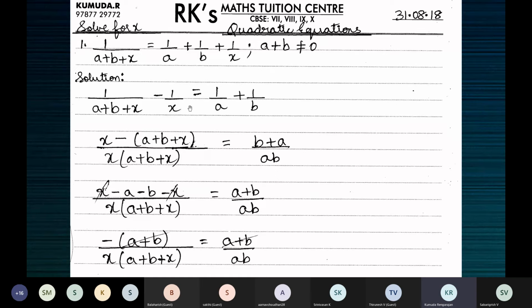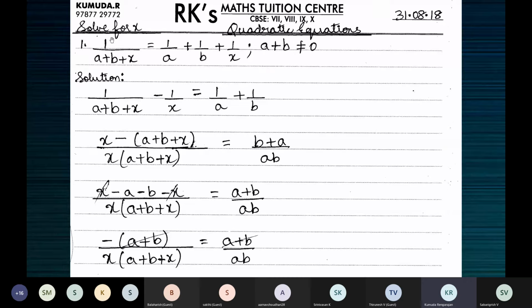So the first step is to gather the x terms. Now this is 1 by a. This is the given equation. We'll have to solve the equation for x. Now you see there's one term on the left hand side and 3 terms in the right hand side. What we do in the first step is gather the x terms. We are solving for x, right? So we wish to have all the x terms on one side.